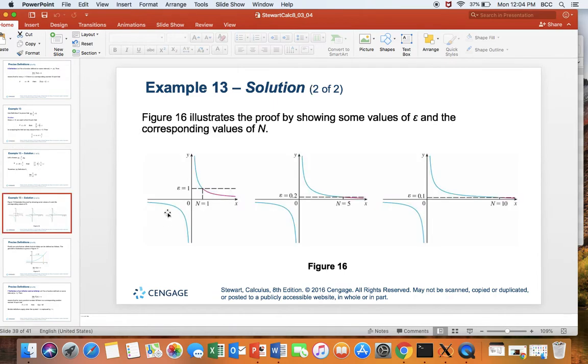You can see the graphs. This is 1 over x. Suppose epsilon is 1. When N equals 1, after 1, the graph is underneath the height of epsilon equals 1. If epsilon equals 0.2, just draw that. Look, N equals 5. How did that 5 come about? 1 over 0.2 is 5. 1 divided by 0.2 is 5. After that, the graph falls within the range, and likewise, okay?